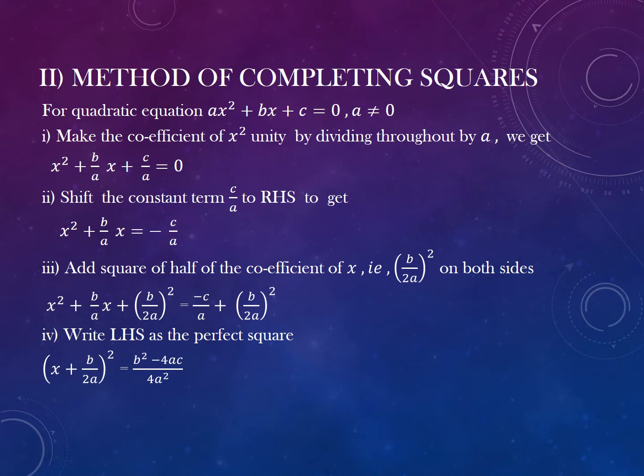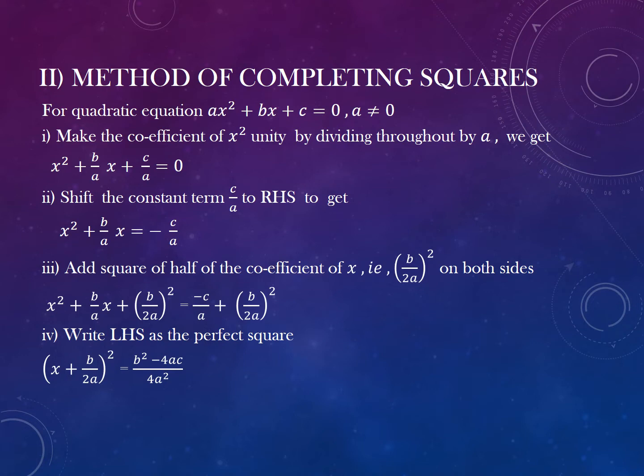In the second step, we need to shift the constant term to the right side. The constant term here is c/a. So, by taking c/a to the right side, we get x² + (b/a)x = −c/a.